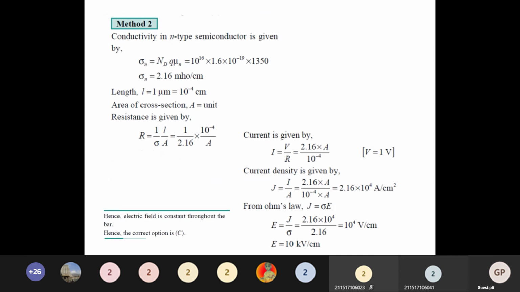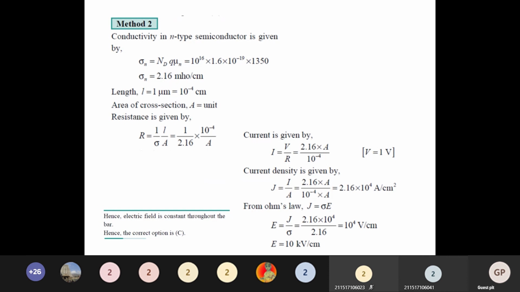Another way to find the electric field is E equal to J by sigma. For sigma, we need resistivity, and J is required; J we also want to find. J is equal to I by A. All of this we have to find, the I value and everything.